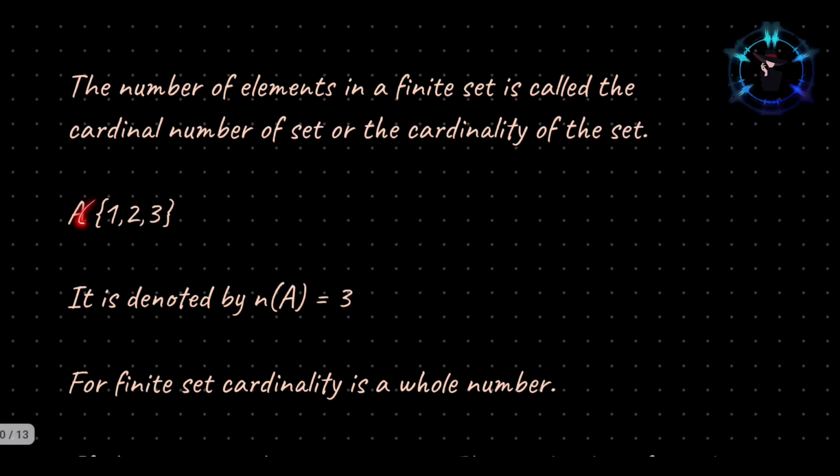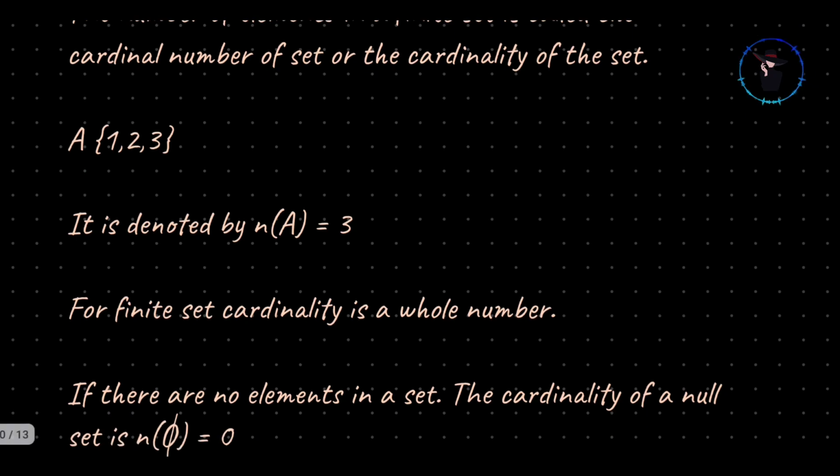For example, we have a set A. 1, 2, 3 are the elements. So how many elements do we have? The number of elements is 3. It is denoted by n(A). For a finite set, cardinality is a whole number. It is always a whole number. If there are no elements in a set, the cardinality of a null set is always 0.